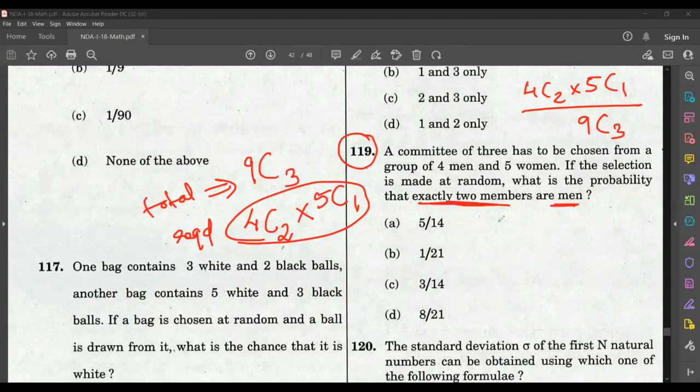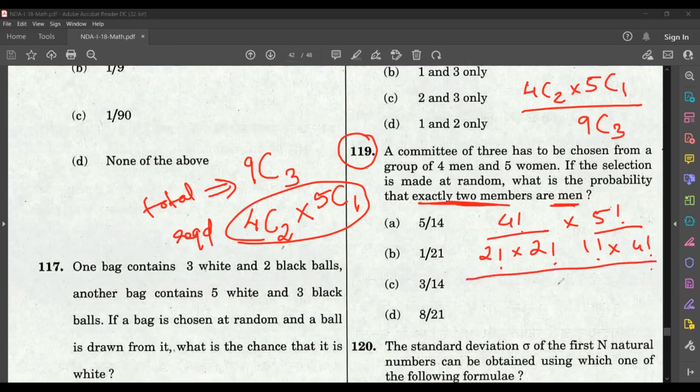4C2, that is 4 factorial by 2 factorial into (4 minus 2), that is 2 factorial, into 5 factorial by 1 factorial into (5 minus 1), 4 factorial, divided by 9 factorial by 3 factorial into (9 minus 3), that is 6 factorial. Solve it and give me the answer. So whatever is possible to cancel, just cancel.